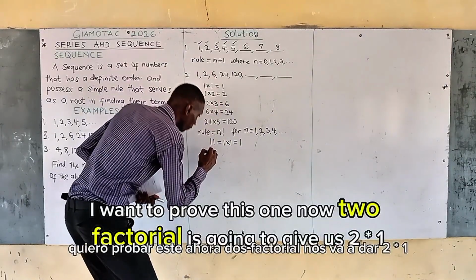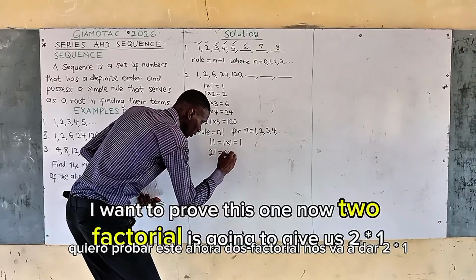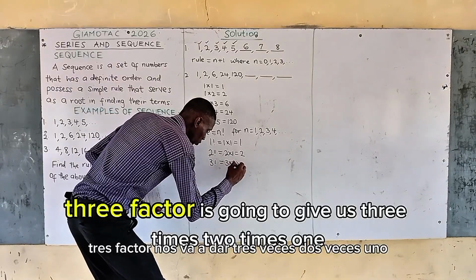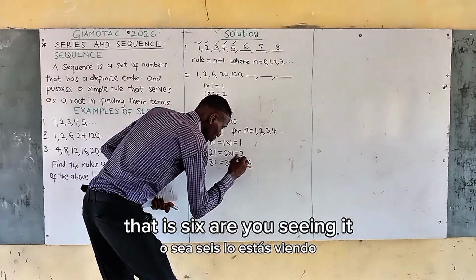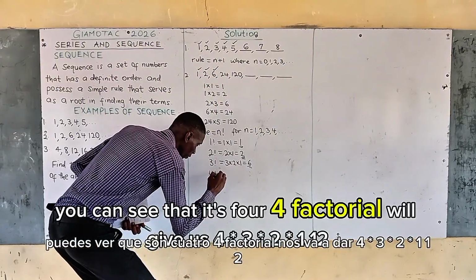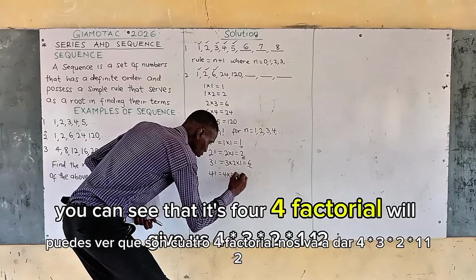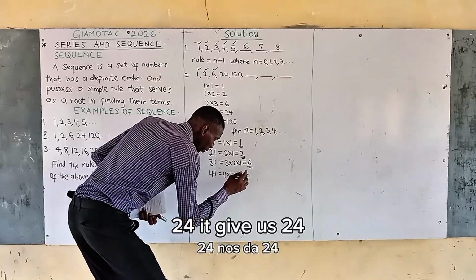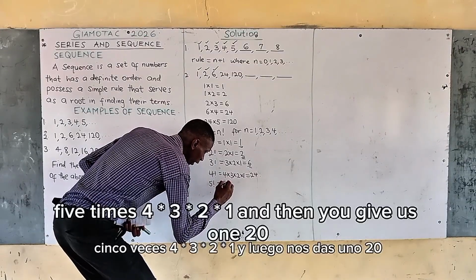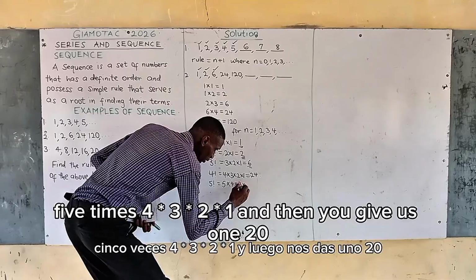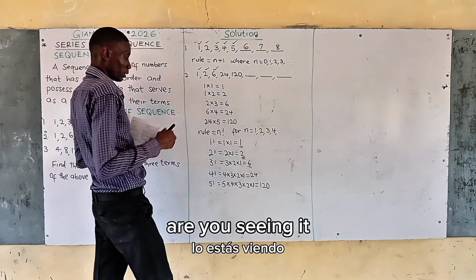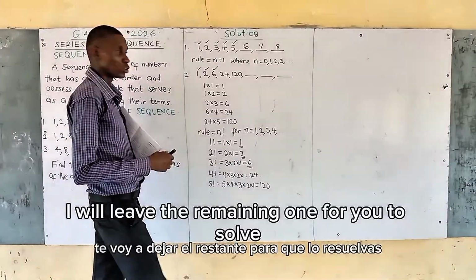I want to prove this one now. 2 factorial is going to give us 2 times 1. That will give us 2. 3 factorial is going to give us 3 times 2 times 1. That is 6. Are you seeing it? You can see that it's following. 4 factorial will give us 4 times 3 times 2 times 1. 12, 24, it gives us 24. 5 factorial is going to give us what? 5 times 4 times 3 times 2 times 1, and that will give us 120. Are you seeing it? I will leave the remaining one for you to solve.